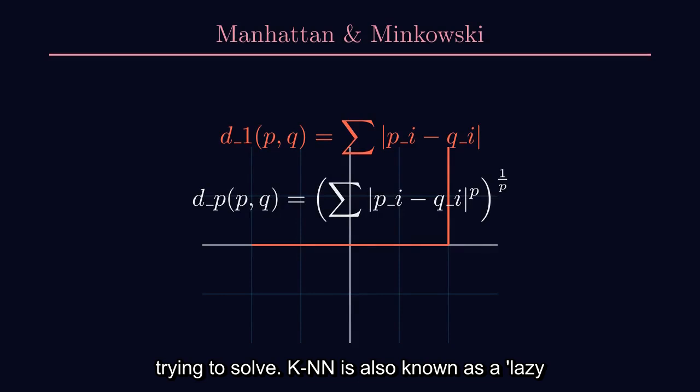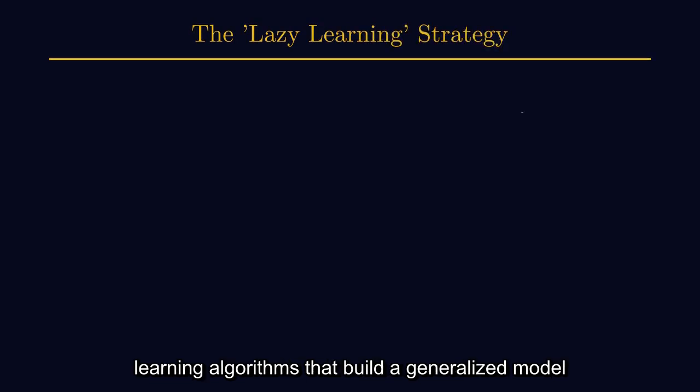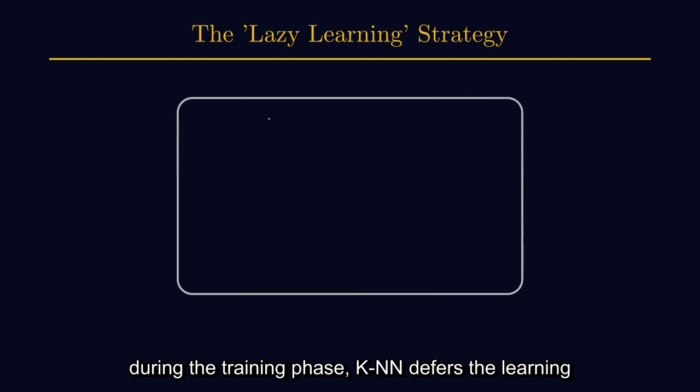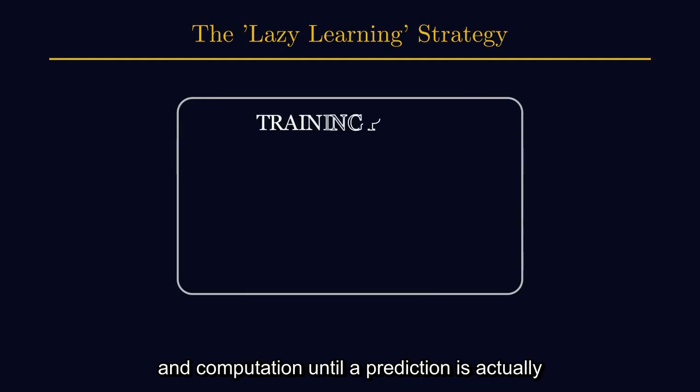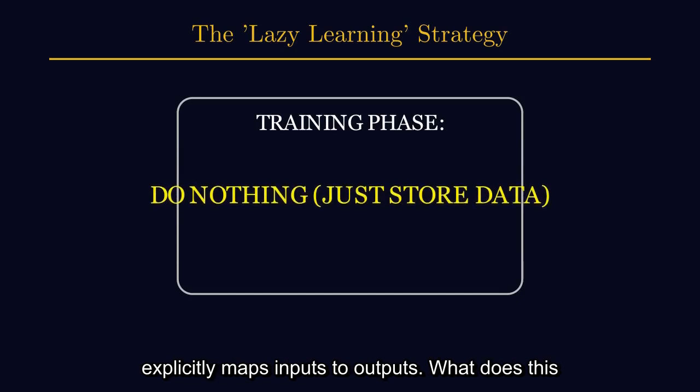KNN is also known as a lazy learning algorithm. This term highlights how it approaches the learning process. Unlike eager learning algorithms that build a generalized model during the training phase, KNN defers the learning and computation until a prediction is actually needed. It doesn't construct a function that explicitly maps inputs to outputs.